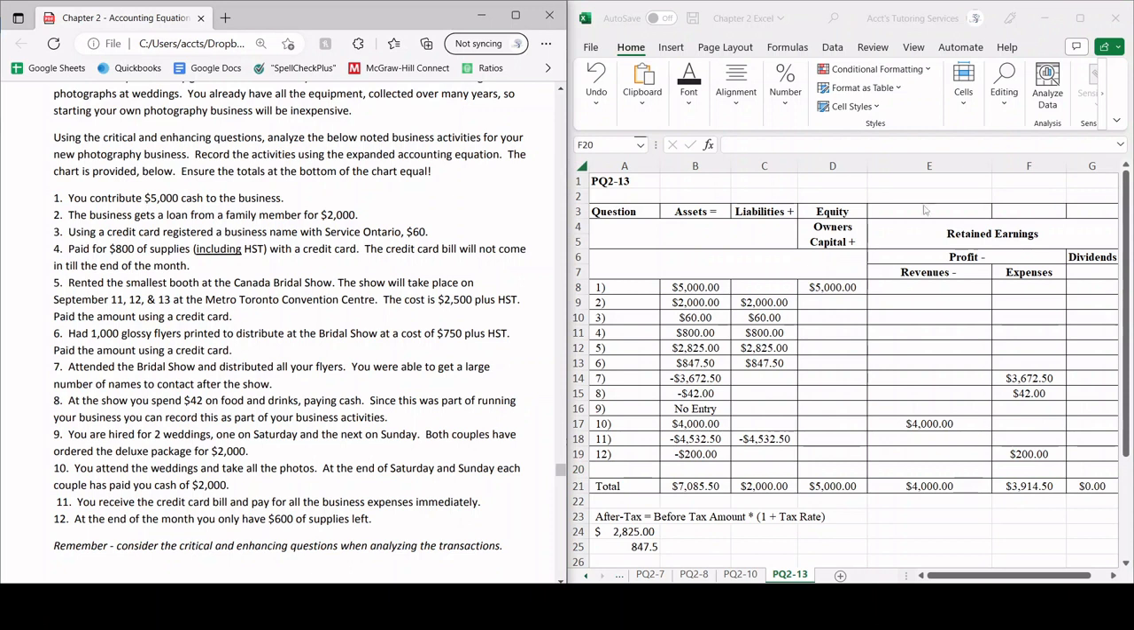So now, automatically all the totals were calculated for you below. I put a formula in there. But for example, if you were to do it for assets, you'll do 5,000 plus 2,000 plus 60 plus 800 plus 2,825 plus 847.50, subtract 3,672.50, subtract 42, no entry, you ignore that, plus 4,000, subtract 4,532.50, subtract 200, and you will arrive at 7,085.5. You do that for all of them.